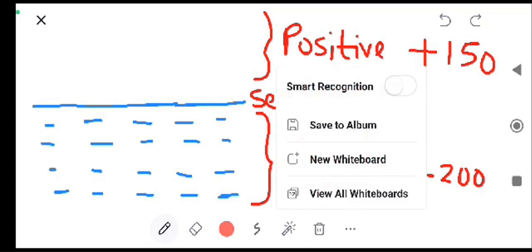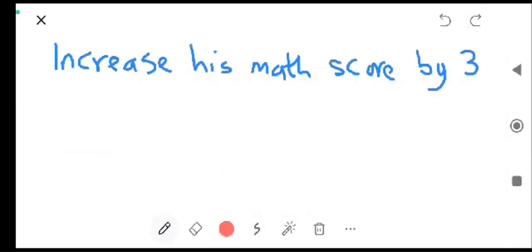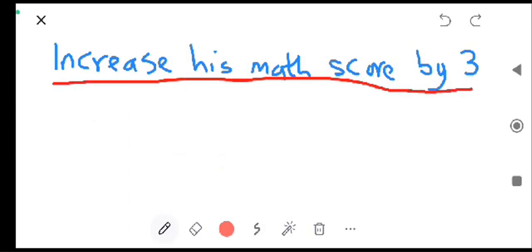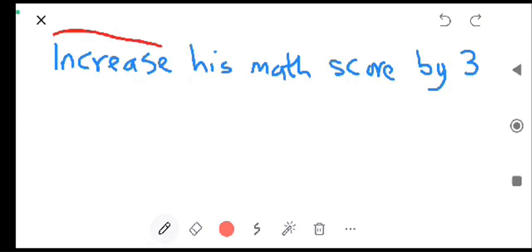Alright, now let's look at some statements and how we can use integers to represent them. Now we have increase its mass score by 3. Increase talks about the positive what? Integer. So if I say increase its mass score by 3, I simply mean plus 3.